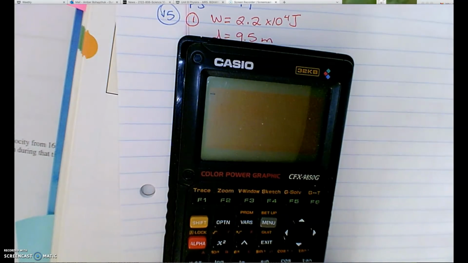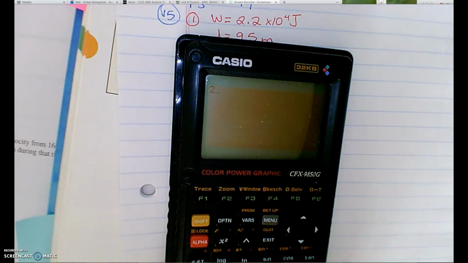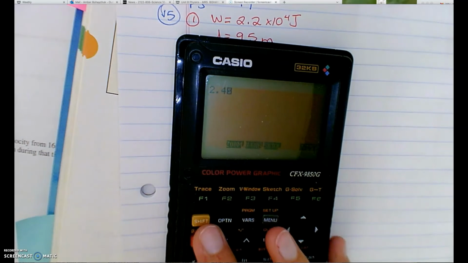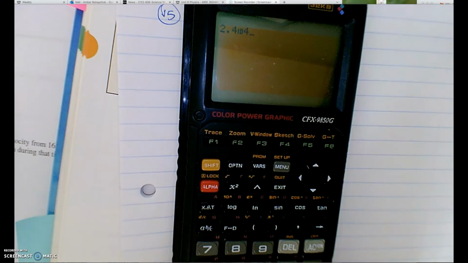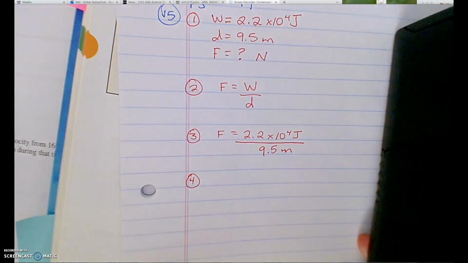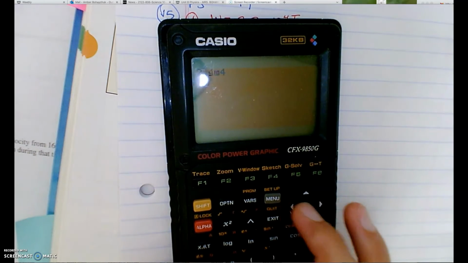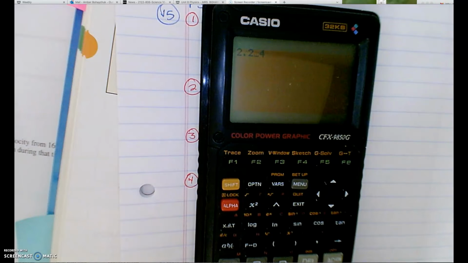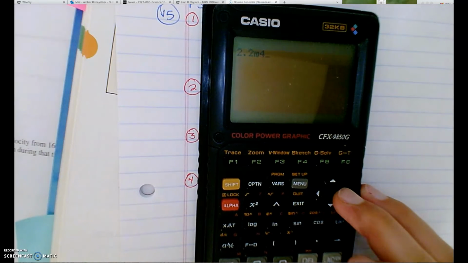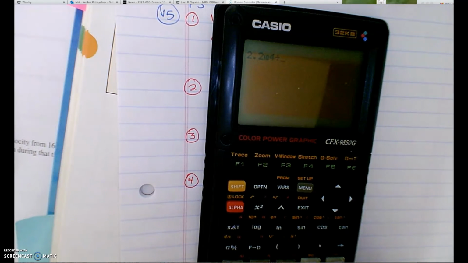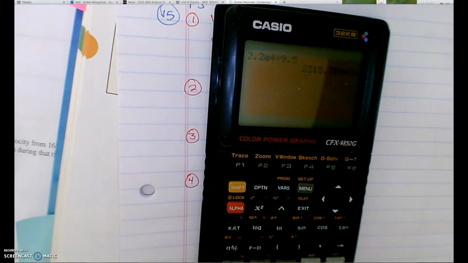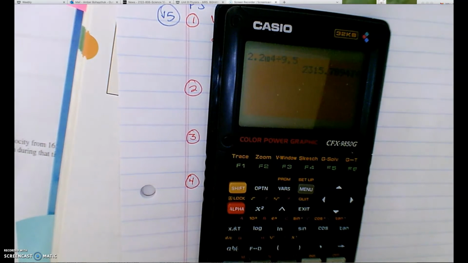Calculator clock. 2.2 times 10 to the 4. 2.2, go ahead, check. Not 2.4. See, aren't these nice? You can just go fix them. Times, no, not times, divided by, right? Little line. Divided by, line 5. Okay, 2, 3, 1, 5, blah, blah, blah.